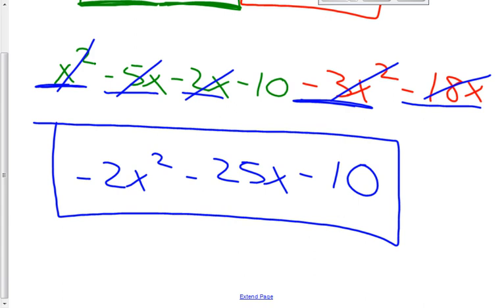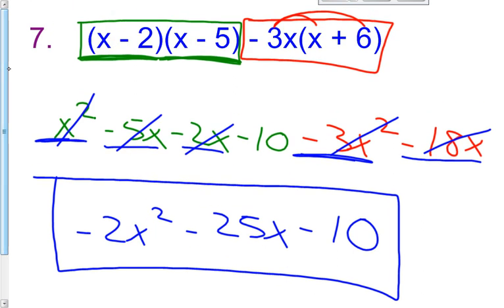Oh! In my key I have this should be a positive 10. A negative 2 times a negative 5 is a positive 10. So that should be positive, and that should be positive. A negative 2x squared minus 25x plus 10. I hate it when I make mistakes.